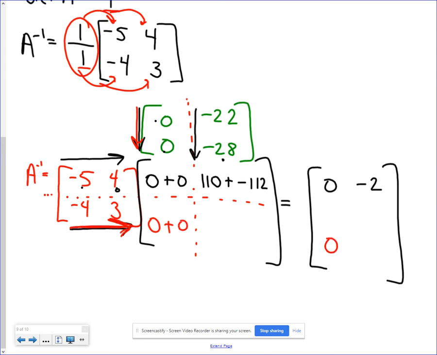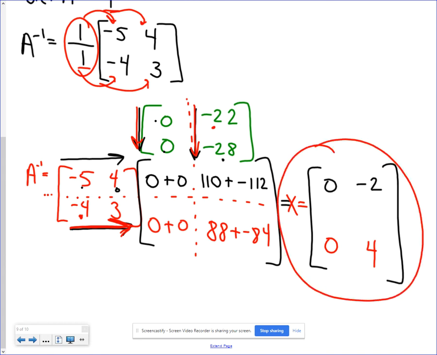Use the same row, but use this column here. -4 times -22 is going to be positive 88. And then 3 times -28 is -84. So we get 4. So this is what x is equal to. X is equal to that matrix. Okay?